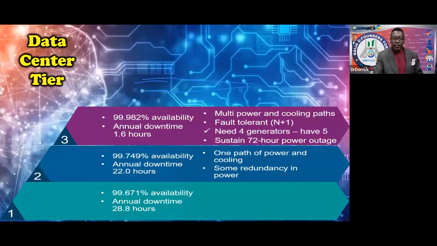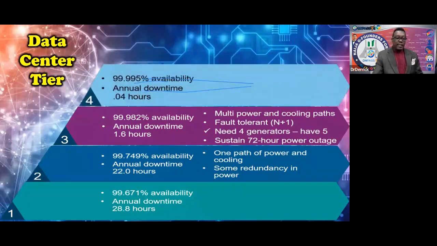99.982% of uptime guaranteed. Wow. And full redundancy, of course. And of course, tier 4 data centers guarantee 99.995% of uptime, or no more than 26 minutes of downtime for the year. That is very impressive. Of course, as well as full fault tolerance, system redundancy, and 96 hours of outage protection.